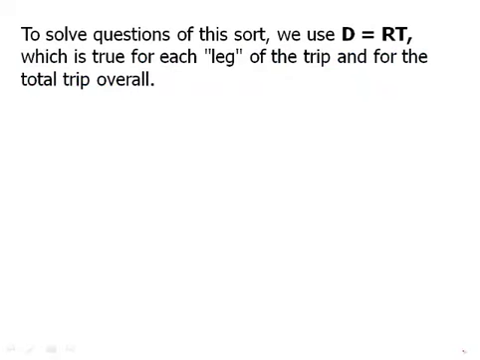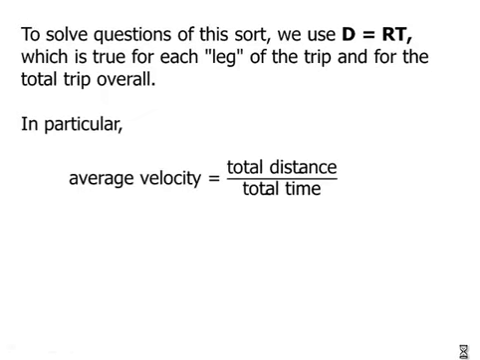To solve a question of this sort, we use d equals RT, which is true for each leg of the trip and true for the trip overall. So there's a d equals RT for the first leg, there's another d equals RT for the second leg, there's also a d equals RT for the trip as a whole. In particular, average velocity equals total distance over total time. So the r of the total trip, that is the average velocity, is the total distance divided by the total time. That is the formula for average velocity.